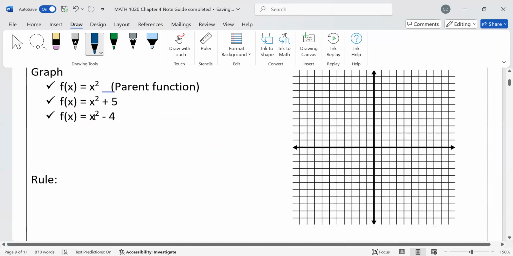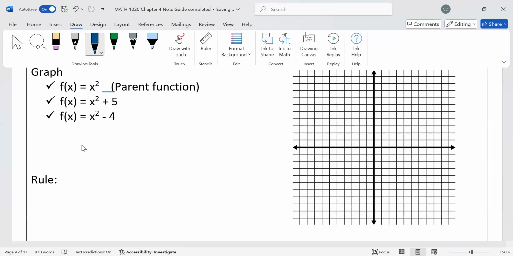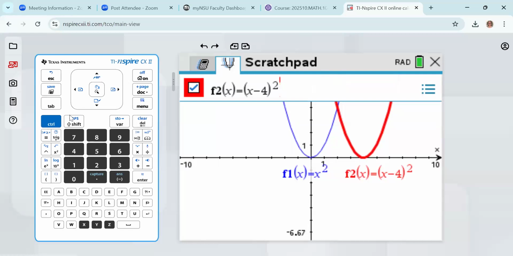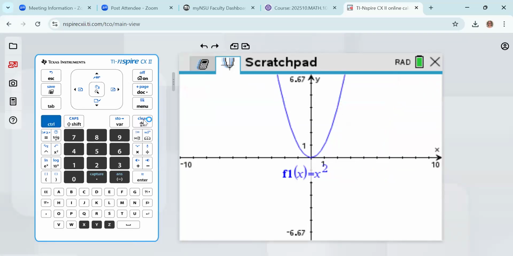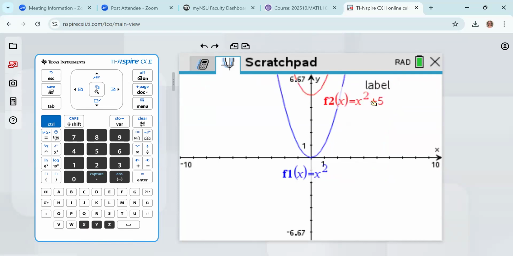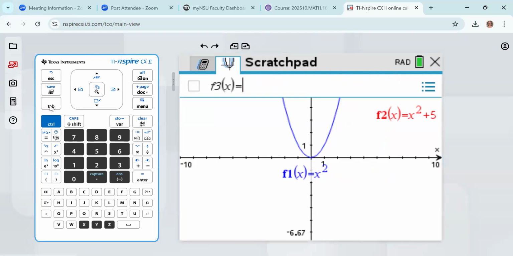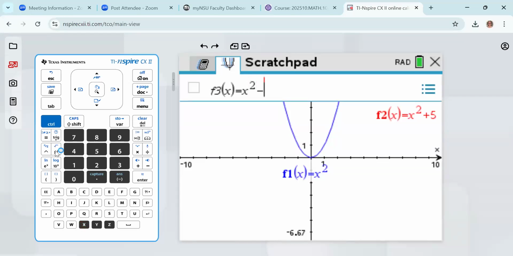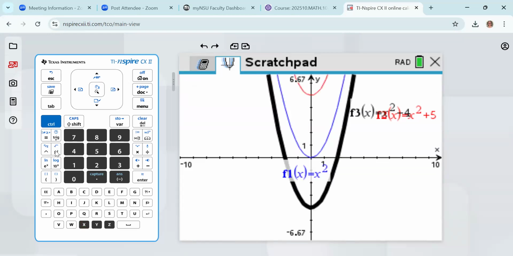All right, so let's look at these. This time, the numbers are outside the parentheses. Tab, arrow up, Control, Delete. And I do want to leave that first one in the F1. That's our original, our parent function. So let's put a second one in. So let's do x squared plus 5. And you can see what happened there. We can actually put 3 in if we want. Let's do x squared minus 4.